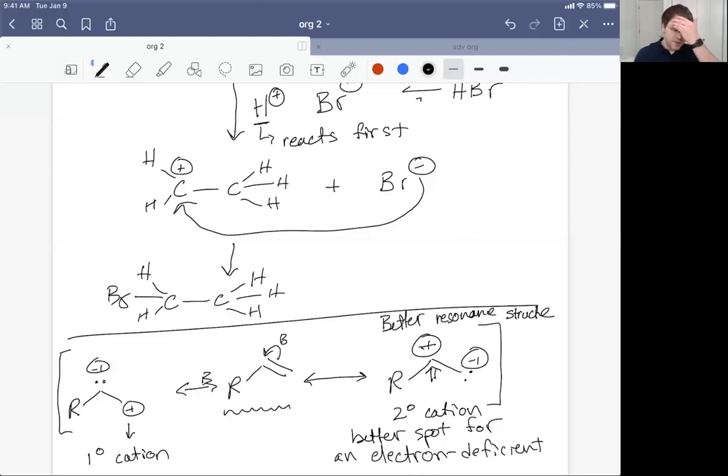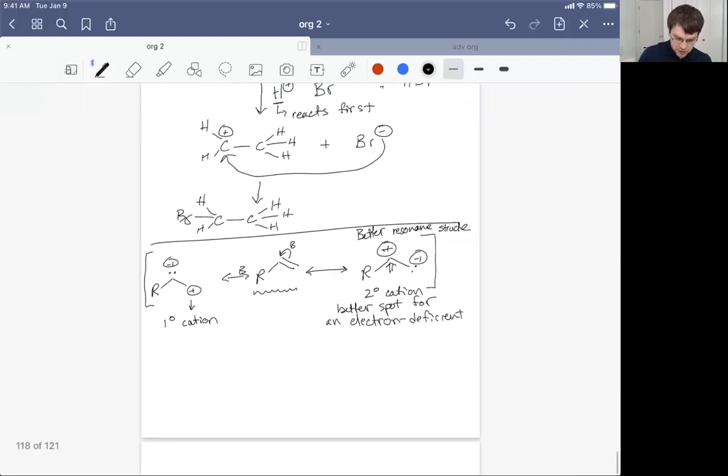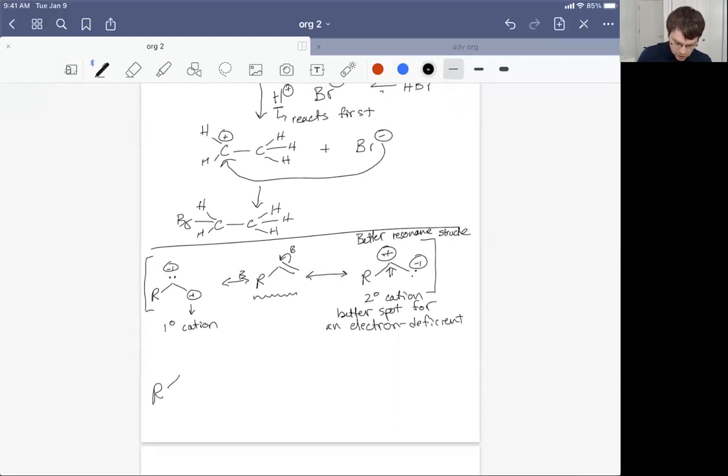And so what happens if we move away from ethene, our original example, and into something that has substitution? What happens to the reaction of an alkene with HBr? Well, let's just keep an R group. I'm going to draw a resonance structure in a second, but I'm going to leave a space here and let this react with HBr, which I'm going to start by just showing as H plus and Br minus. Now, what I want to do is consider a better resonance structure than the one on the left.